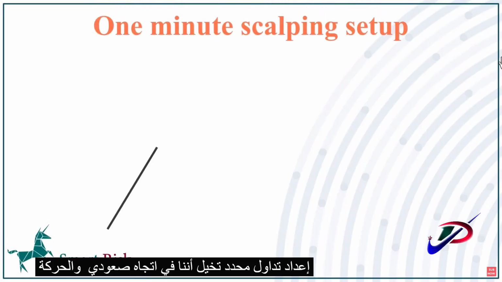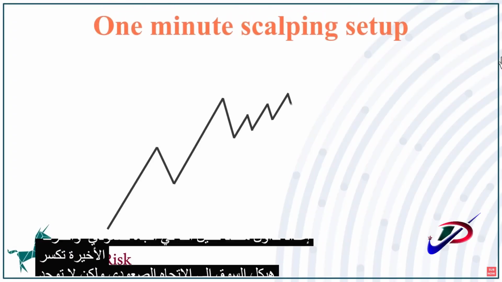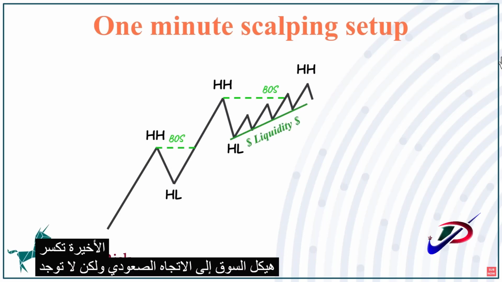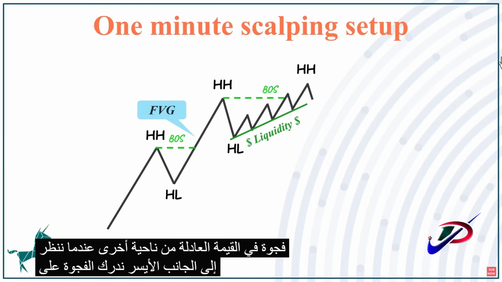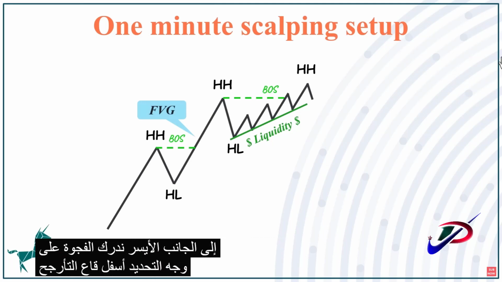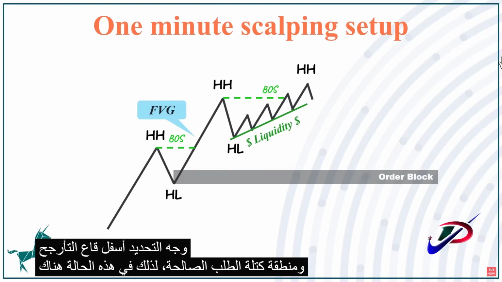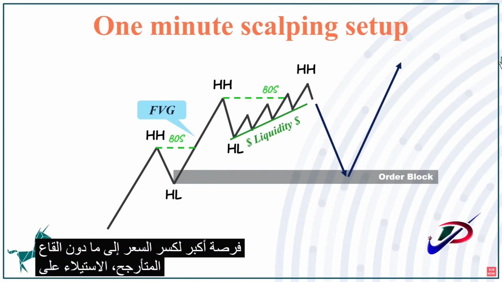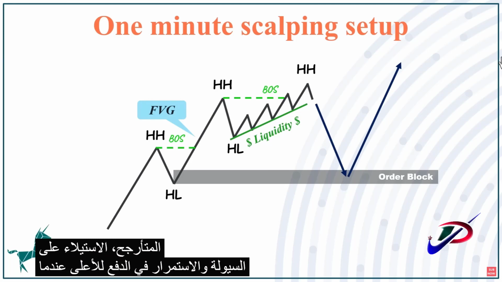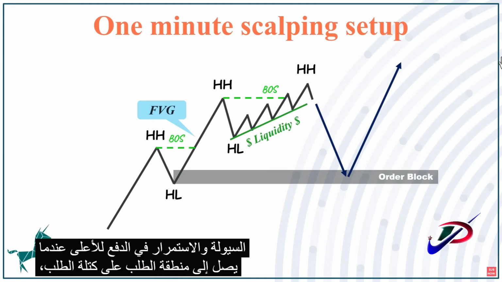Imagine we are in an uptrend, and the latest move breaks the market structure to the upside, but has no fair value gap. On the other hand, when we look at the left side, we realize the gap precisely below the swing low and a valid order block zone. So in this case, there is a higher chance for the price to break below the swing low, grab the liquidity, and continue pushing up when it taps into the order block demand area.